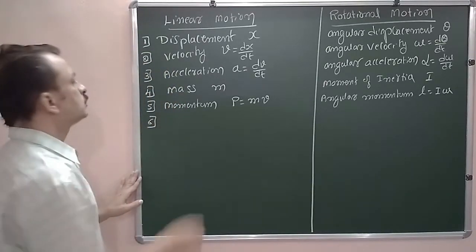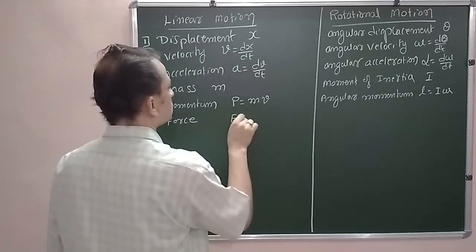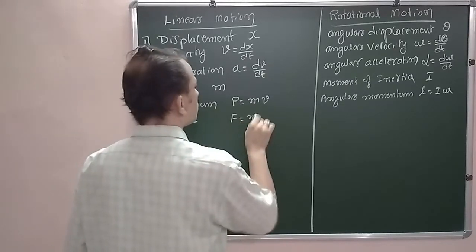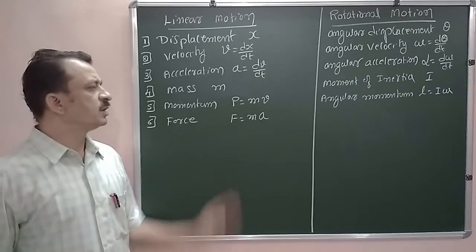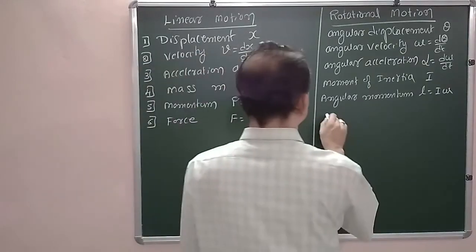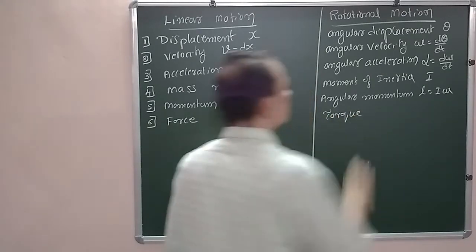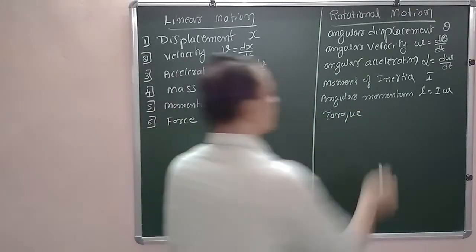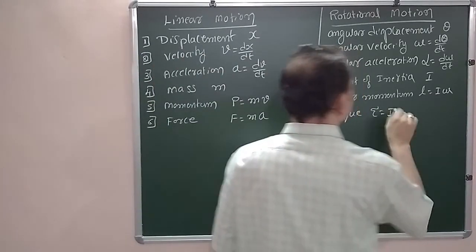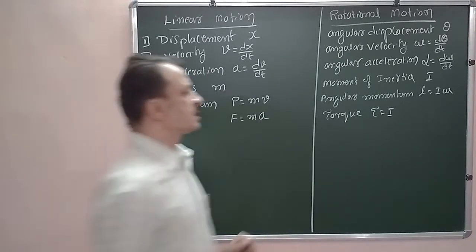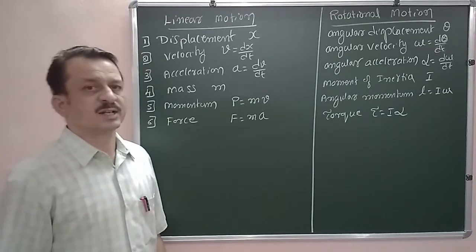Sixth one, linear force. Force is equal to mass into linear acceleration. Similarly, in rotational motion we have torque, or it is called moment of force, given by tau is equal to I alpha, where mass is replaced by moment of inertia and linear acceleration is replaced by angular acceleration.